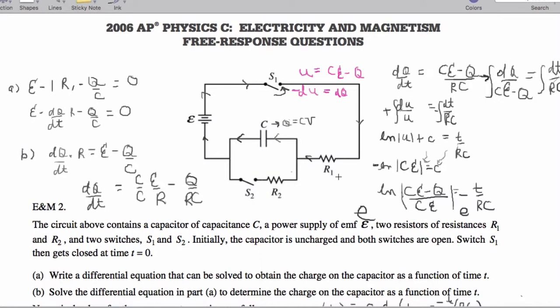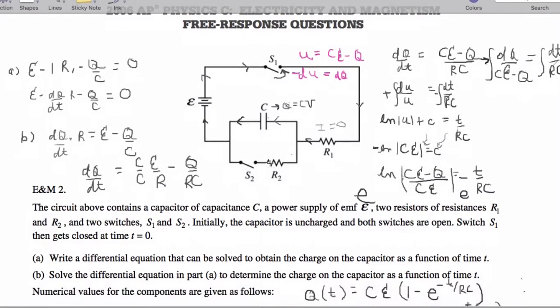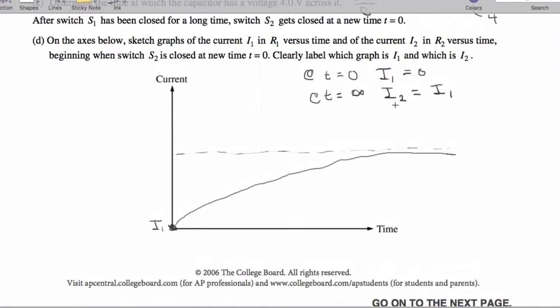Here's why. This current is 0, but we have this capacitor connected now to this resistor R2. So it's immediately going to start sending current through this resistor as though it were isolated just for that split second. So at t equals 0, I2 is going to be bigger than 0.